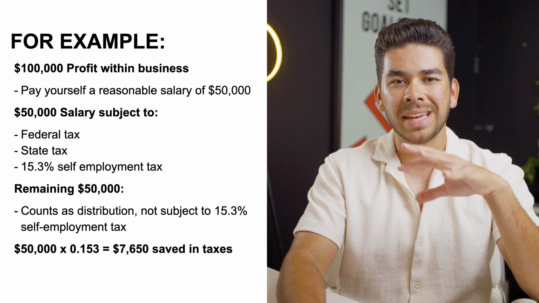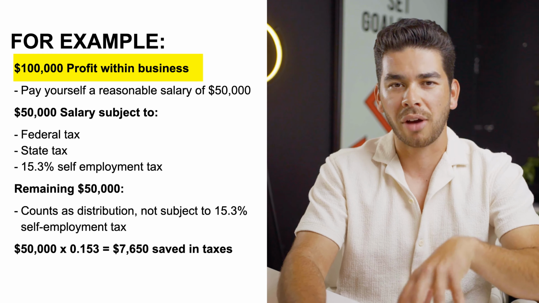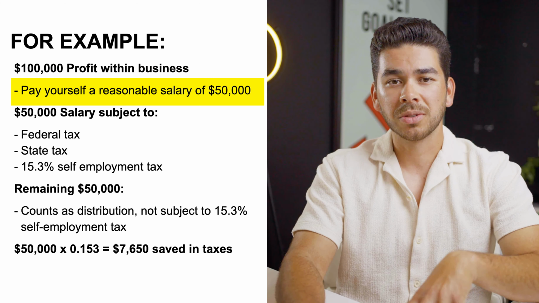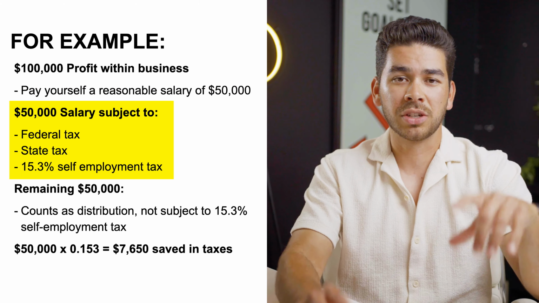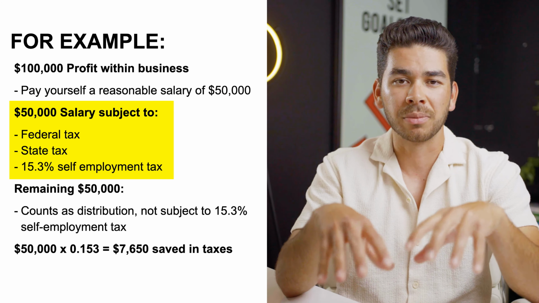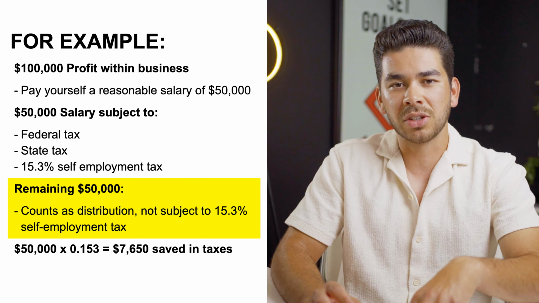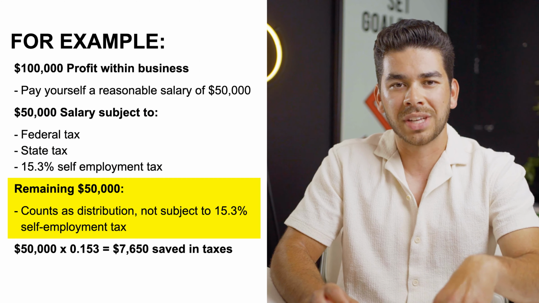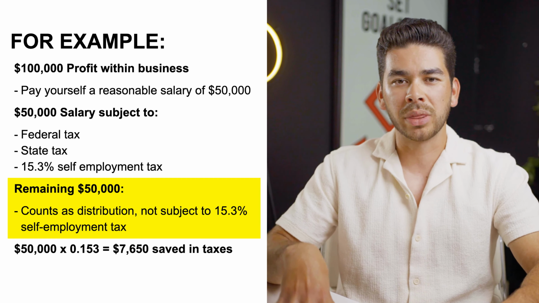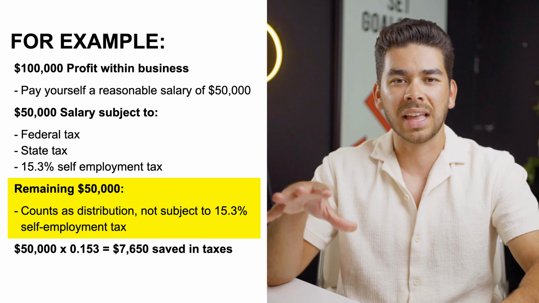Let's say that your company has $100,000 of net profit for the year. You're going to pay yourself a reasonable salary of $50,000. That $50,000 salary will be subject to federal tax, state tax, and the 15.3% self-employment tax. But the remaining $50,000 from the profit that didn't go to your salary is going to count as a distribution. This money will not be subject to a 15.3% self-employment tax like your salary was.